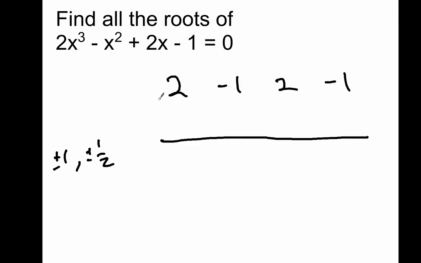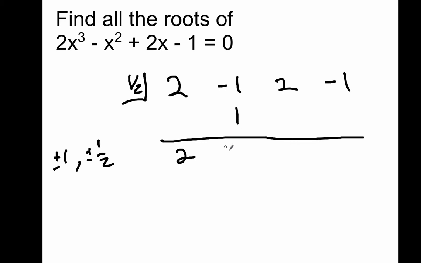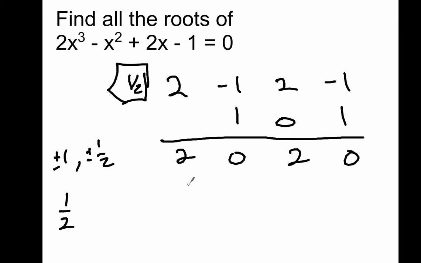Okay, so I'm going to try 1 first and see if it works. Doesn't work. So 1 is not a rational root. I'm going to try 1/2 now and see if 1/2 works. So 1/2. 0, 0, 2, 1, 0. 1/2 is a rational root. So we found 1. Okay, now we've got to find the others.